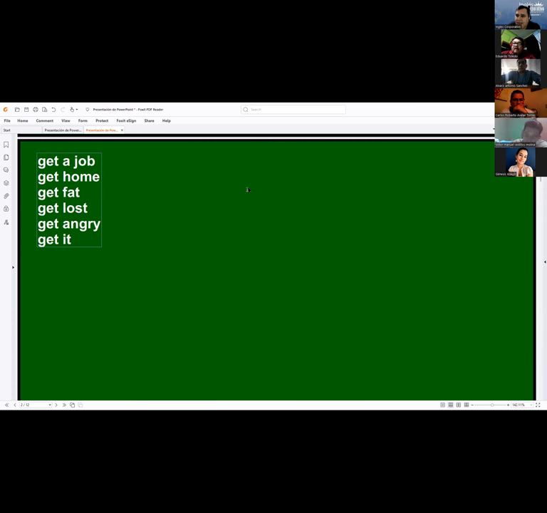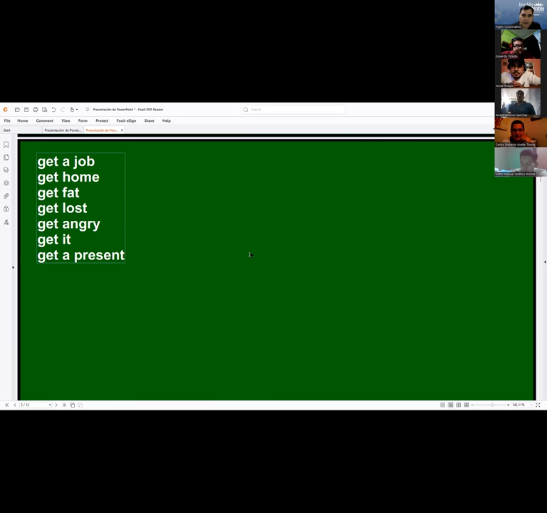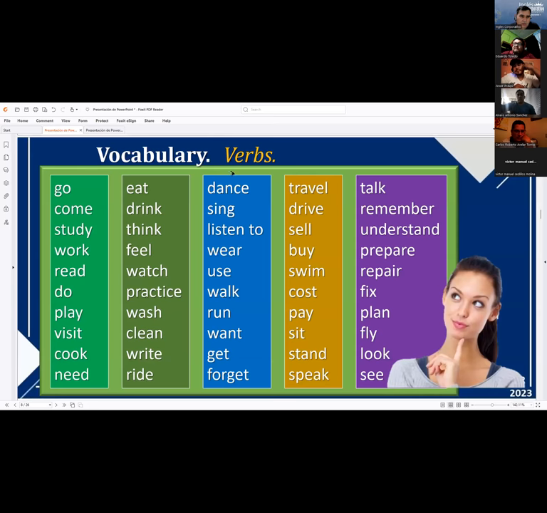Get it. I get it. Lo entiendo. Ya lo entendí. I got it. Okay. I get it. Get a present. Recibir un regalo. Get a present. So, get a job, get home, get fat, get lost, get angry, get it, get a present. Some examples of the verb.